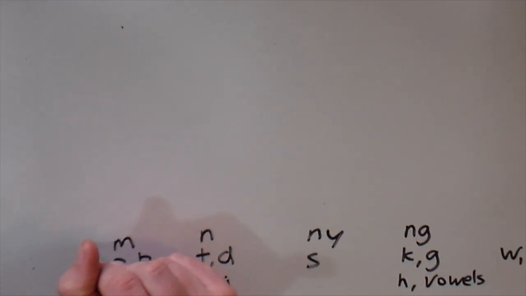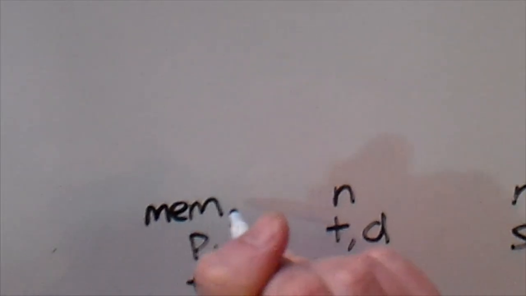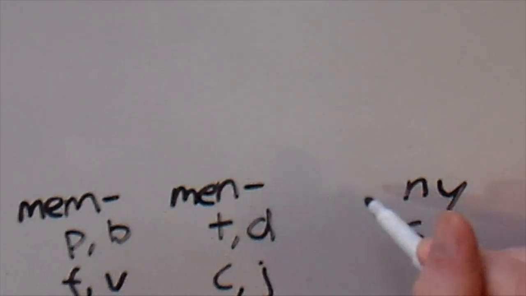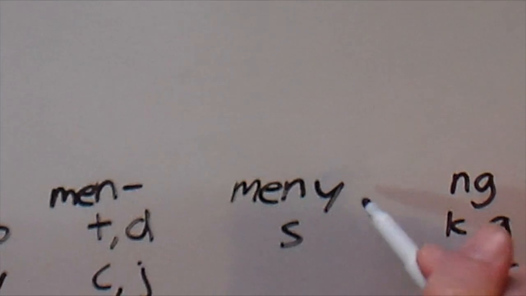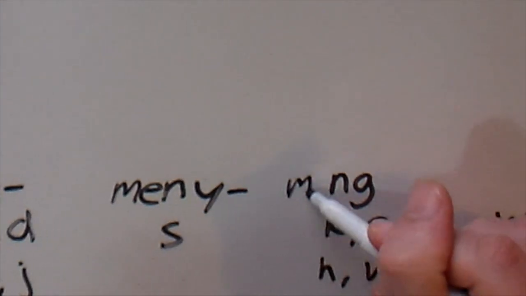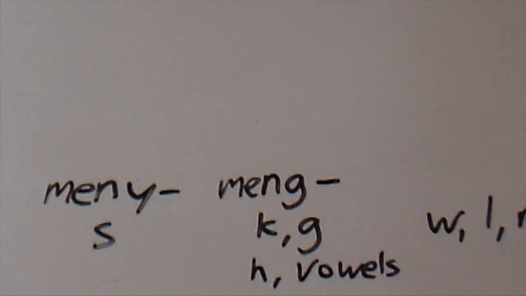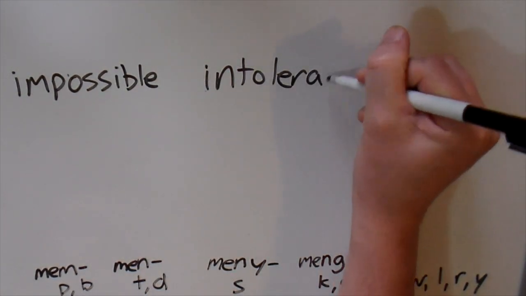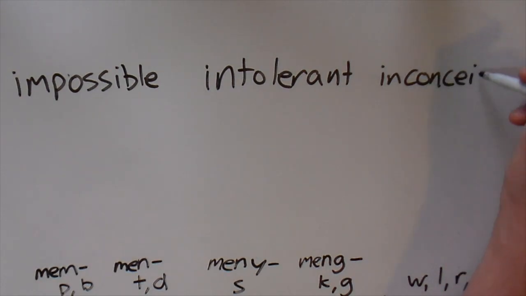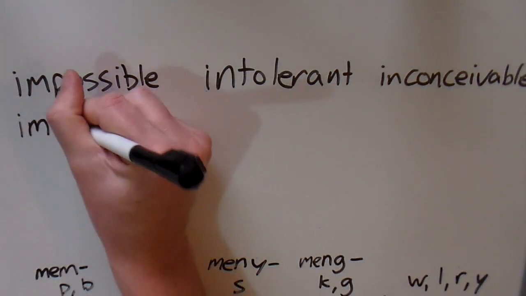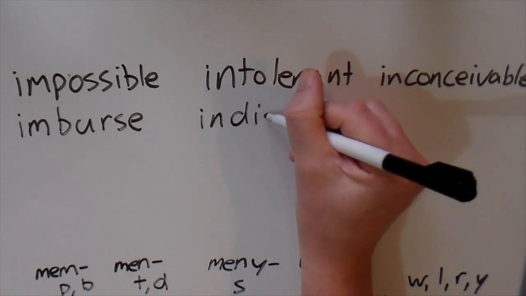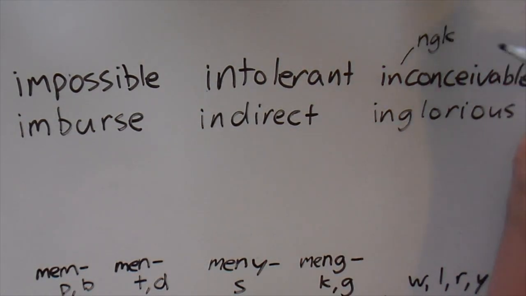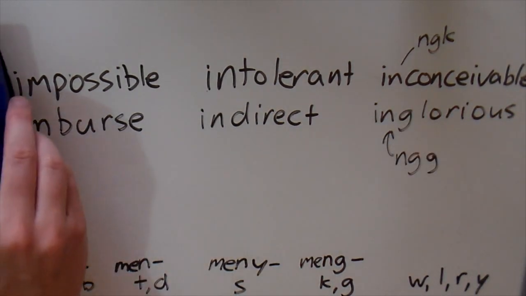Once we know this pattern, the variations of m are so much more simple. Indonesians make the nasal sound in the same place of articulation as the starting sound of the base word. Why? Because Indonesians are lazy. But English speakers are lazy too. This is very similar to impossible, intolerant, inconceivable, imbirth, indirect, and inglorious.